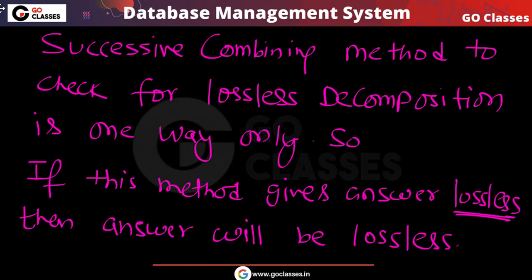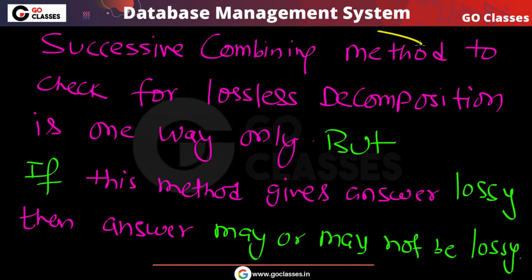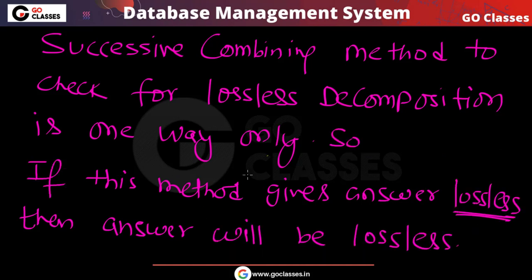What it means is that if this successive combining method tells you that the answer is lossless, then the answer will be lossless. But if this successive combining method tells you the answer is lossy, then remember the answer may or may not be lossy. So that is the problem with this successive combining method.